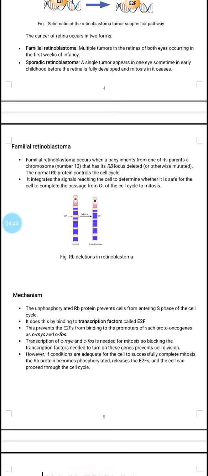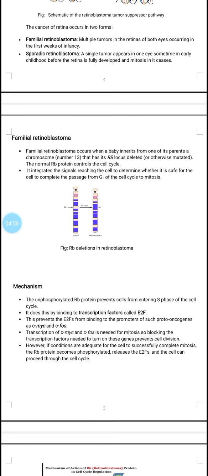Next, the mechanism. The unphosphorylated RB protein prevents cells from entering S phase of the cell cycle. It does this by binding to transcription factors called E2F. This prevents the E2F from binding to the promoters of such proto-oncogenes as c-MYC and c-FOS.